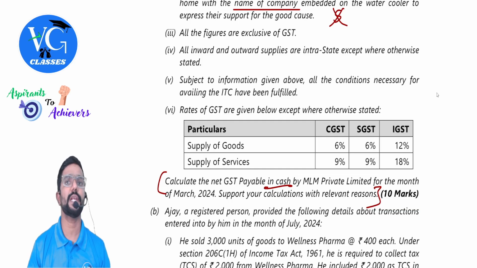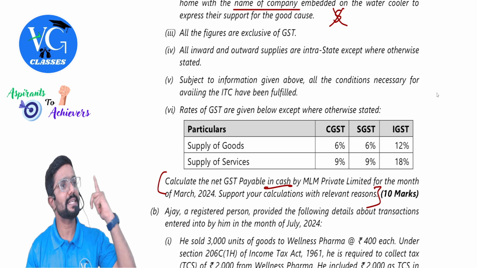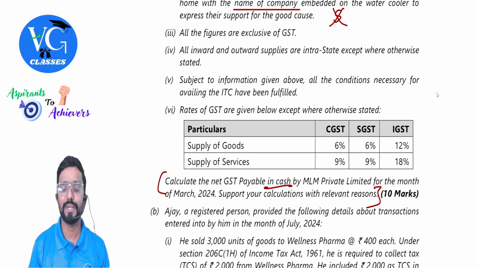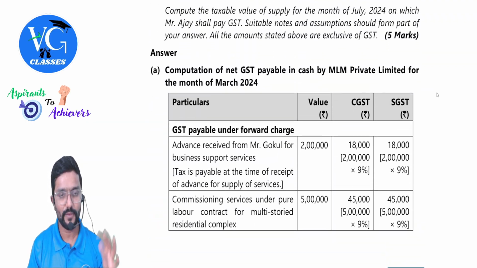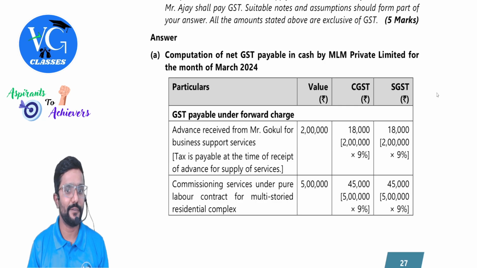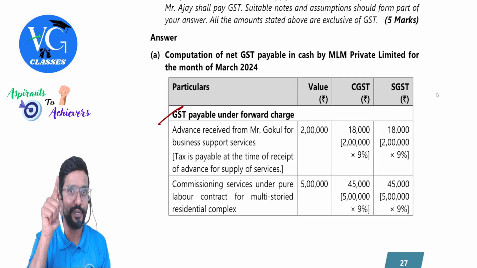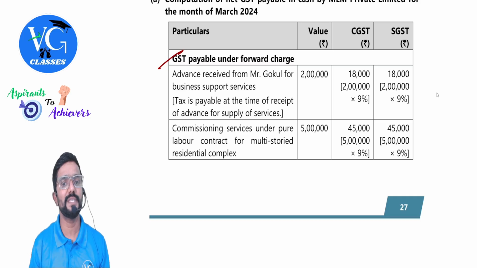We are supposed to calculate how much GST has to be paid in cash, for which we need to do two main calculations: output tax and input tax. Let us begin. First, we'll do output tax. Computation of net GST payable in cash by MLM Private Limited for the month of March. GST payable under forward charge, which we call output tax.